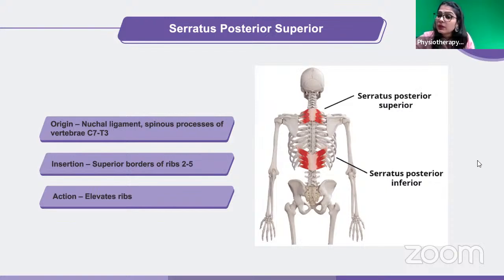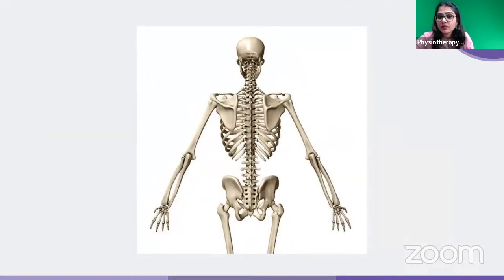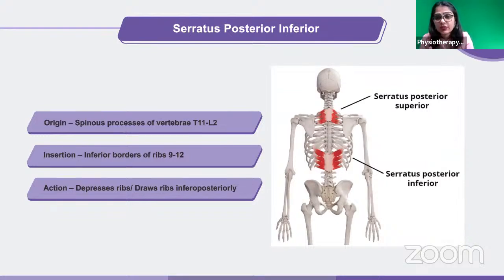But if you see serratus posterior inferior, when it contracts, its origin and insertion are like this. It originates from the spinous processes of T11 to L2. From here, it is inserted into the 9th to 12th ribs. So when it contracts, it depresses the rib. You have to understand the pathway of a muscle. If you understand the pathway of the muscle, you will be able to understand its action, as the orientation of the muscle fibers is like this. When it contracts, it will pull the rib downwards.